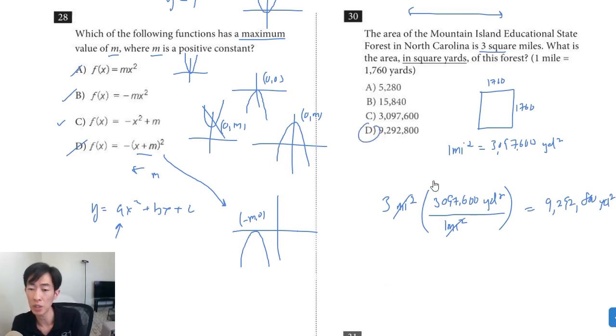So the reason I like doing it this way is because it's systematic and it'll prevent you from making any mistakes. You could have also done it in your head where, okay, 1 square mile is 1760 squared, got that, and then multiply it by 3 and you get the same answer. But this is kind of a better way of doing it, in my opinion.